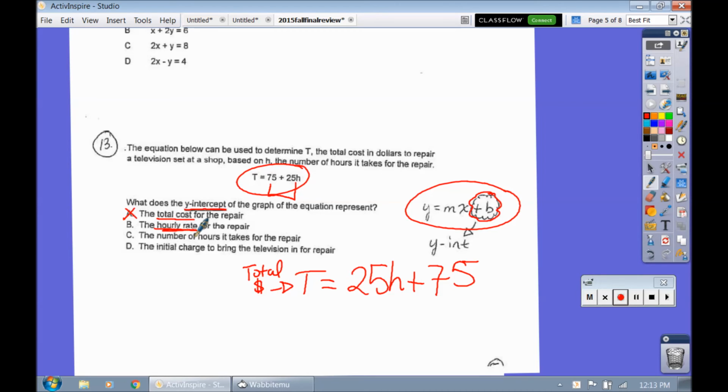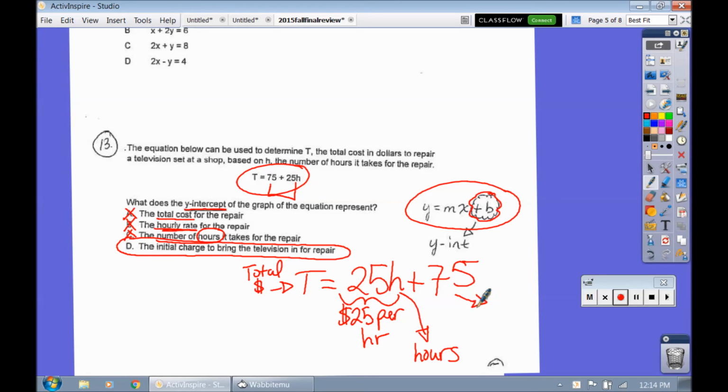What about the hourly rate? No, that's $25 an hour. That's what they're charging you to repair a television at this shop. Look at letter C, the number of hours it takes. It doesn't take 75 hours. That's represented by H, and you don't know how many hours it's going to take. That's why they use the letter H. So look at the last one, the initial charge. That's what it's going to cost you for this particular person to just look at your TV. It's the flat fee. It's where your bill is going to start. It's going to start at 75 and go up from there.